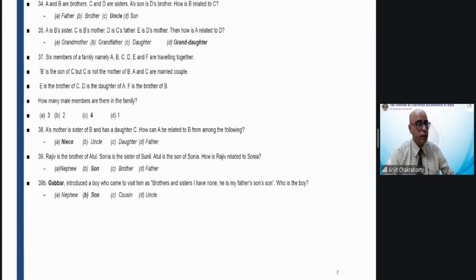Atul is the son of Sonia. Okay. How is Rajiv related to Sonia? I think one more fact should be given. Rajiv is the brother of Atul. Okay, fine. Rajiv and Atul are brothers.